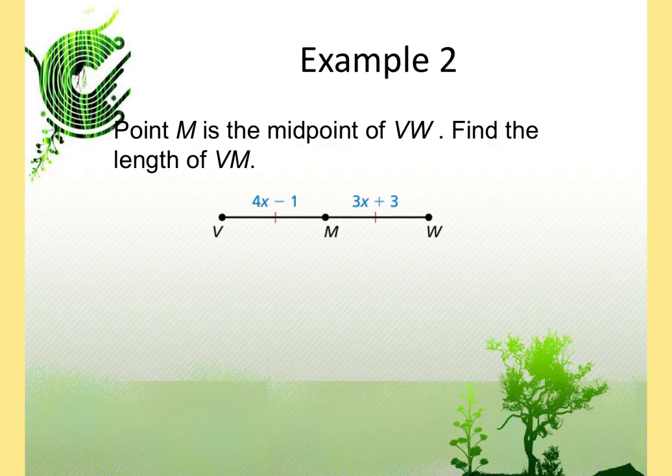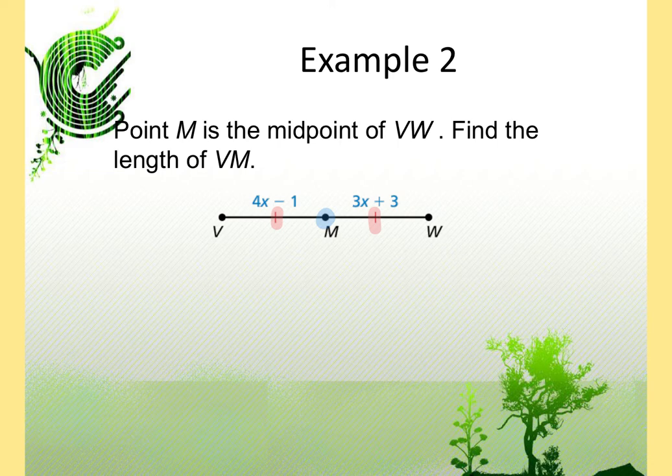All right, example 2 says point M is the midpoint of VW. Find the length of VM. So if M is the midpoint, and it is already marked here, these are congruent, how can I find VM? What's the first thing you have to do? I would add them if I knew the whole length. Like if it said VW was a number, then I can add these two and set it equal to the whole length. But I don't have any length. What can I do? Well, what's true about VM and MW? They're the same.